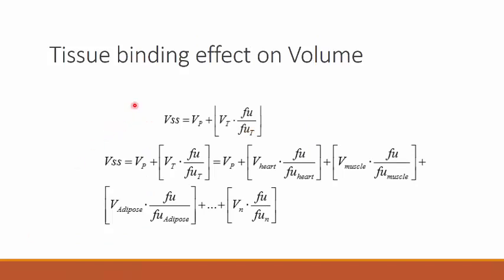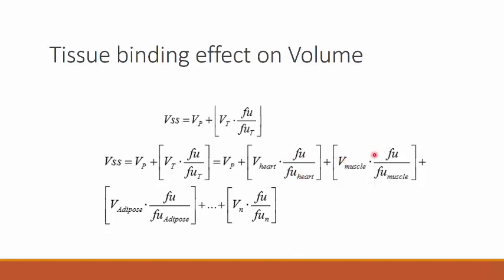Now, we simplify the equation for steady state by saying plasma volume plus tissue volume times the fraction amount in plasma over fraction amount in tissue. So tissue is sort of an all-encompassing word here. We have to actually think that this is taking each tissue in our body. So the volume of your heart times the fraction amount in plasma over fraction amount in plasma in your heart.